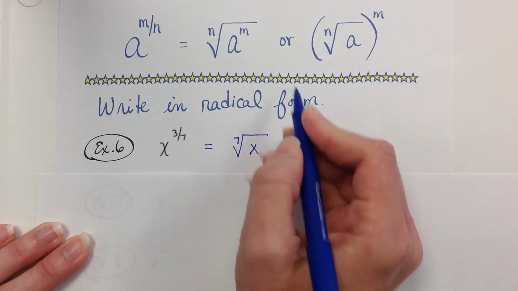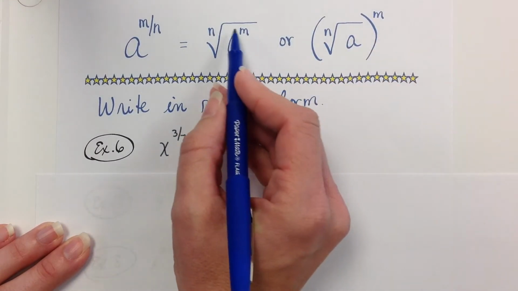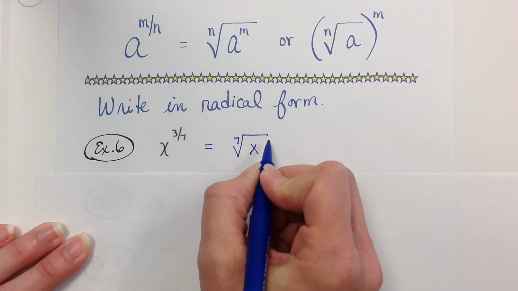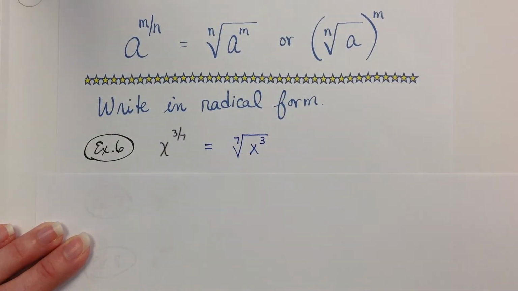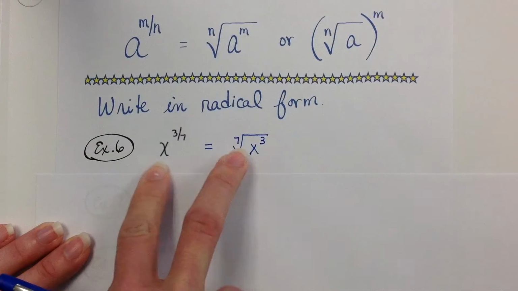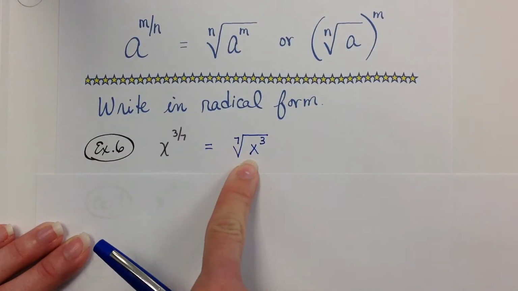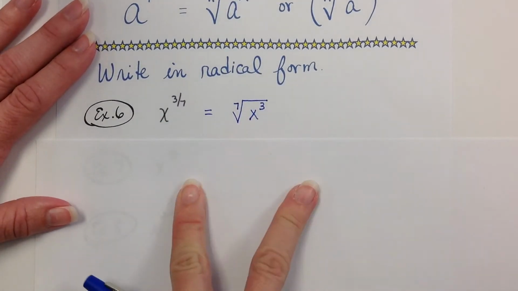Of course, again, there's two ways that you can write it. I'm going to write it this way, so that means that I would put my 3 under there. So these would be equivalent forms. This one's exponential, this one's radical. Okay, the next one.